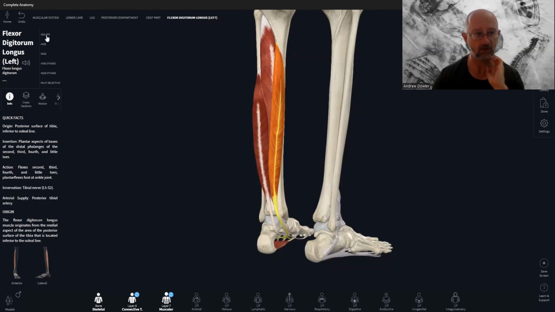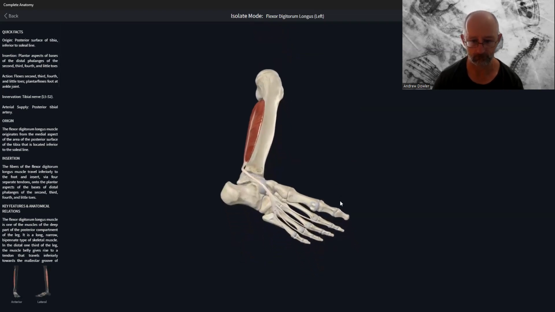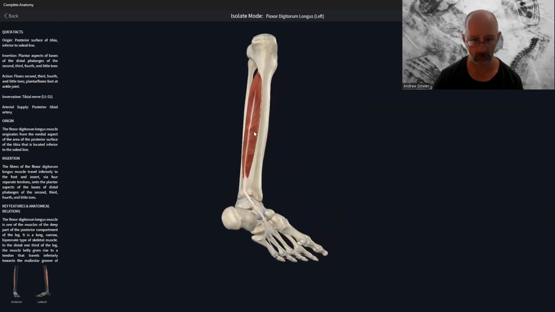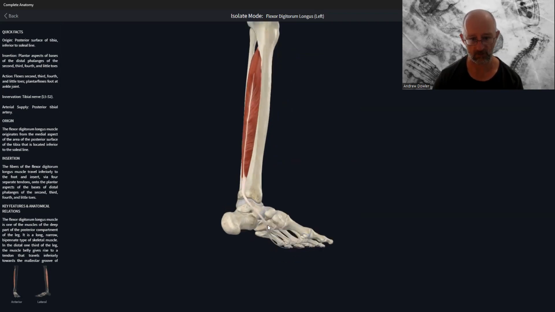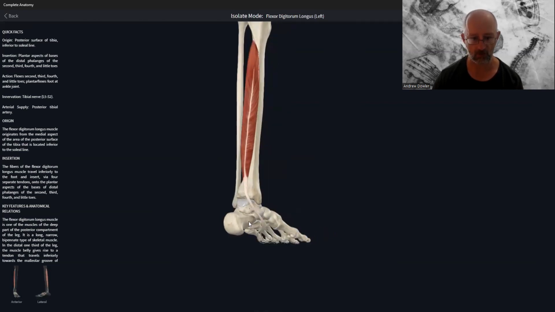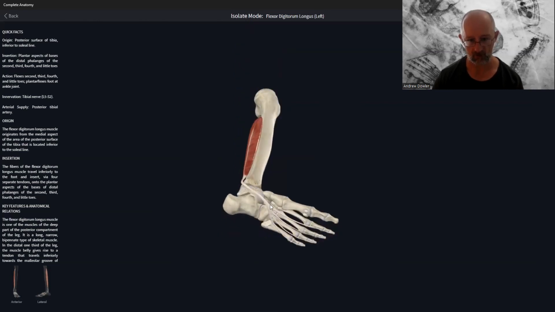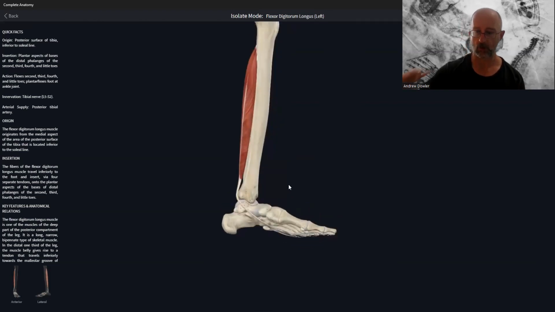So it's going to go down, if we isolate this bad boy, the second, third, fourth, and fifth toes. So the tendon comes around, hooks around the medial malleolus, goes past the talus, goes past the navicular, just underneath the navicular here, hooks in this nice space between the heel bone, the calcaneus, and the navicular here, and then spreads out into the toes and connects to the toes.